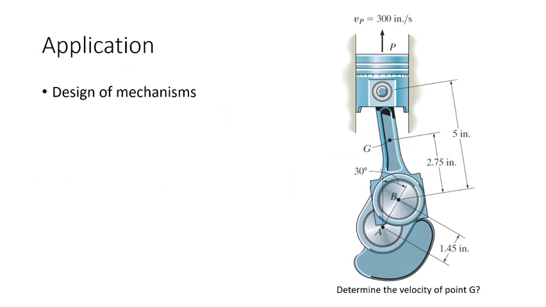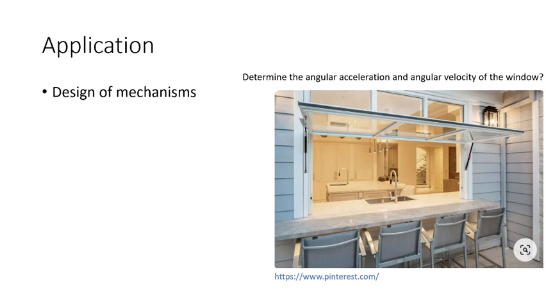Or we may have a mechanism like the internal combustion engine, and then the question may be, what is the speed of the point G here in the combustion engine. Or it may be another application that we have a hydraulic window, that the question may ask you what is the angular acceleration and the velocity of the window. So what's the speed of the window when you open it and when you close it.